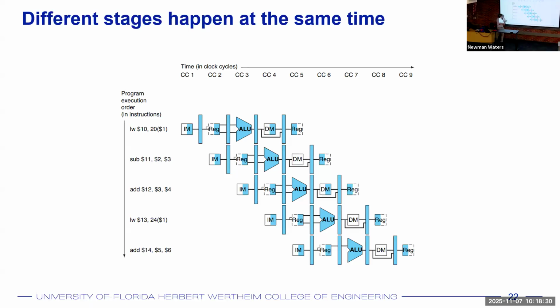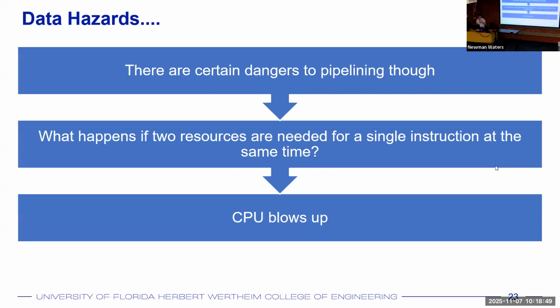So at every given point, this is good so long as the ALU is only being used for this instruction in this step, the ALU is only being used for this instruction in this step, etc. But obviously, what happens if two of these pieces of hardware are needed at the same time in the same clock cycle? So that's the danger. The CPU will blow up.